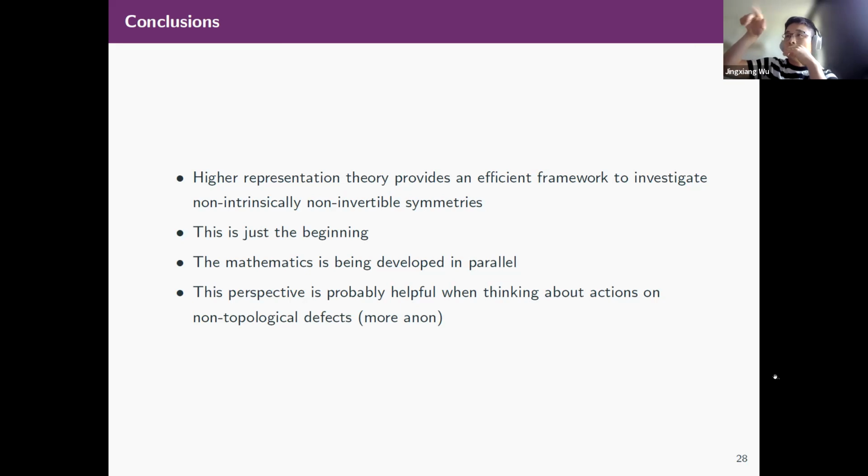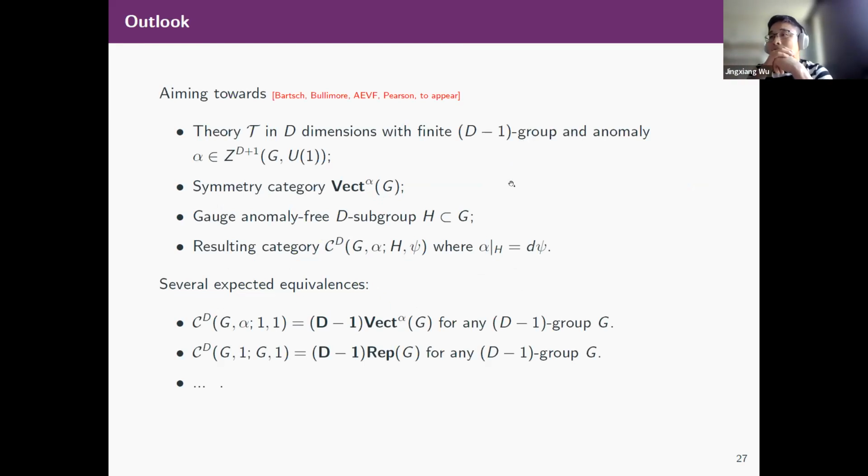For example, what you wrote in the last slide, where you have Vect_G with alpha, right? If you gauge this, in general you won't get a fusion category, unless this is a braided category, unless this has a braiding structure. Otherwise, you don't get a fusion category. Oh, right.